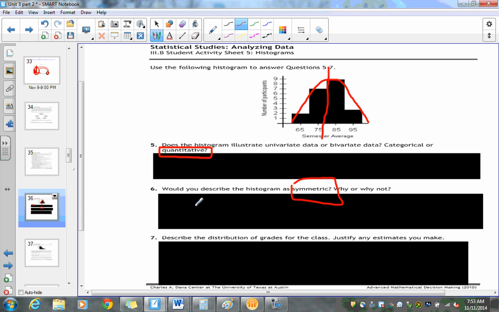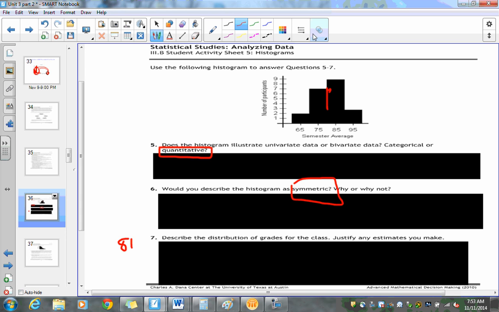Okay. Describe the distribution of grades for the class. All right, so in other words, let's make an estimation. If I was to look to see what would be the average semester grade for this class given this histogram, I would say that the average would be somewhere in the 80 to 81. The reason I say 80, 81 is because most of the data is right here, between 75 and 85, but it's actually skewed a little over here. So I would say it's 81.